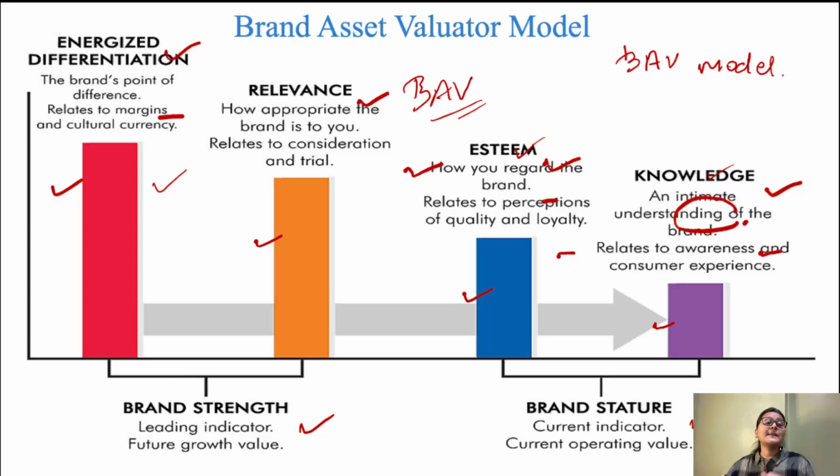So this is the brand asset valuator model. These models are very important from an exam point of view. All the components are very important. Questions can be asked about what the components are, or to choose the incorrect component which is not in the BAV model. Which component is not in the BAV model, right? Options could be given, so we have to pick the right answer over there.